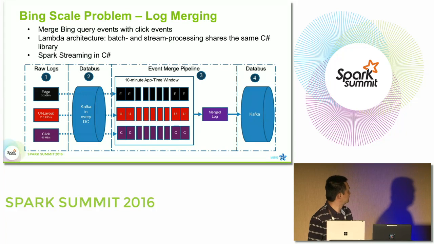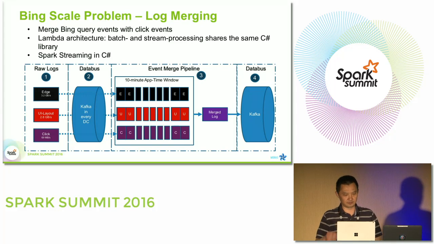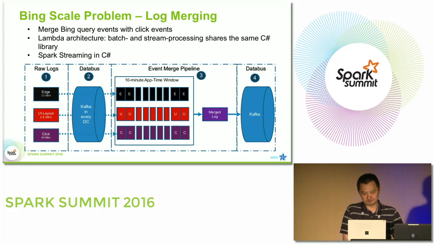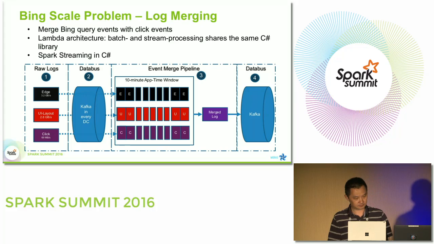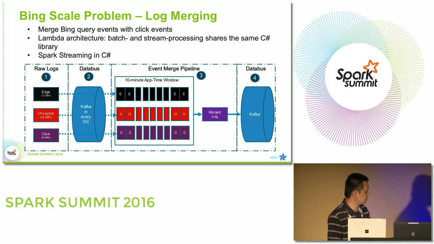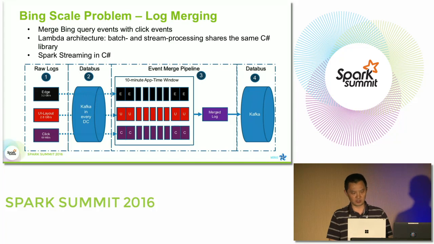So, back to the slide. The application itself is part of a bigger Lambda architecture, where the same set of C# libraries are shared with an existing batch processing pipeline. As you can see, we have 3 topics of raw logs. The first one is the query event and the UI layout of the query, and the related clicks for the query. They are coming from a couple of Kafka clusters worldwide.